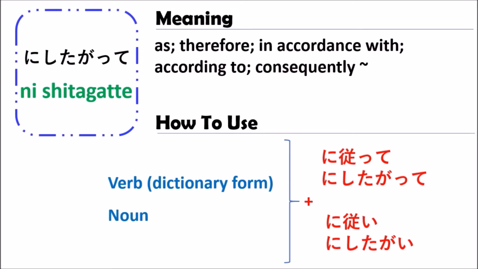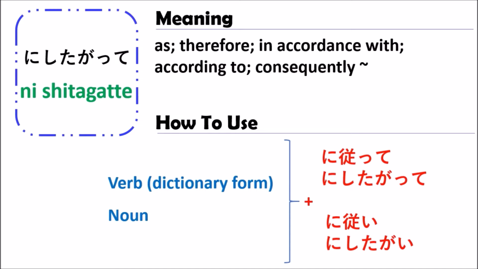That means you should begin with the verb, but the verb here you should change to the dictionary form. And you can use the noun. After that, you follow with nishitagatte or nishitagai. Nishitagatte, you can write in kanji or just write in hiragana. It has the same meaning, so don't be confused. And it has two cases. One case is shitagatte, and the second case is nishitagai. But it just has the meaning of according to or in accordance with that or something.